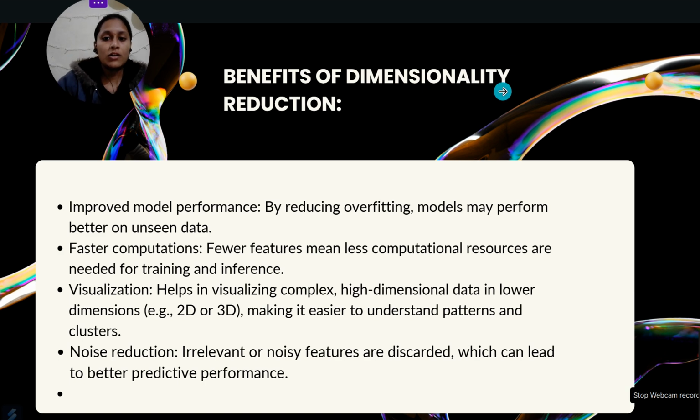Now, what are the benefits of using dimension reduction? Improved model performance. By reducing overfitting, models may perform better on unseen data. Second is faster computations. Fewer features mean fewer computational resources are needed for training and inference. Third is visualization. It helps in visualizing complex high dimensional data in lower dimensions, making it easier to understand patterns and clusters. Next is noise reduction. Irrelevant or noisy features are discarded, which can lead to better predictive performance.